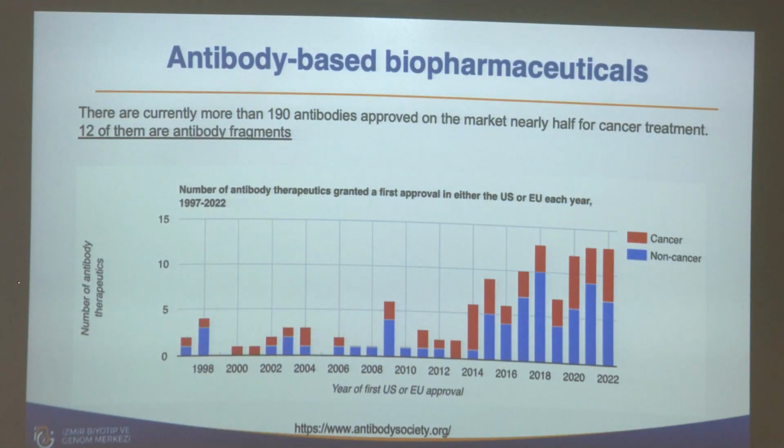Right now, I just checked the website yesterday. There are more than 190 antibodies already approved on the market to use in different diseases, mostly cancer. Half of them are cancer, this is the red part. And the other part is mostly autoimmune diseases and some eye diseases. There are some other diseases at lower percentages, but mostly cancer and autoimmune diseases. As you can see, this is an exponential rise in the therapeutic area.